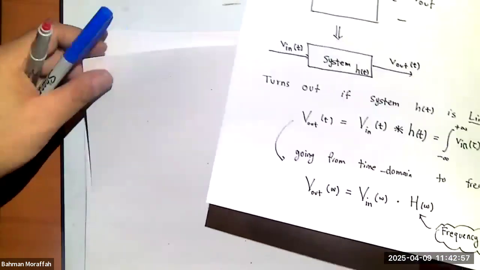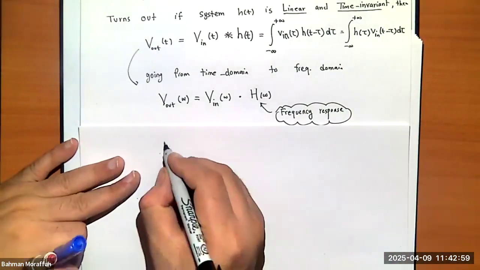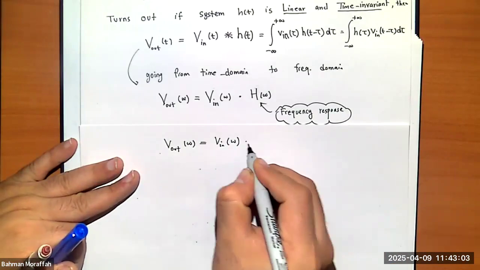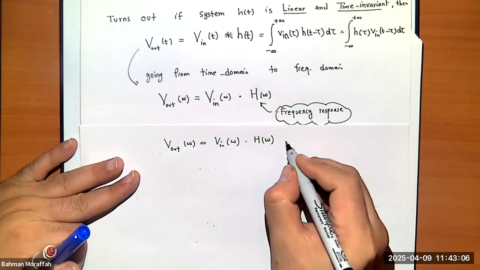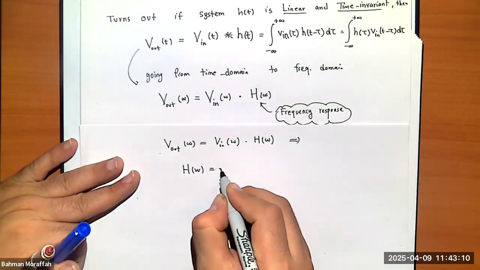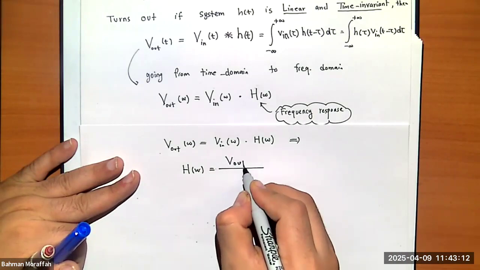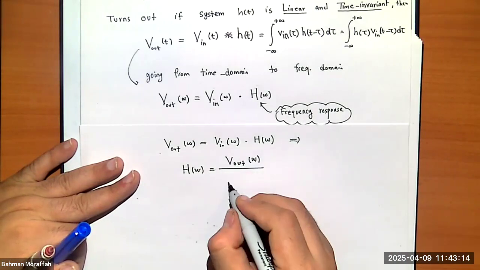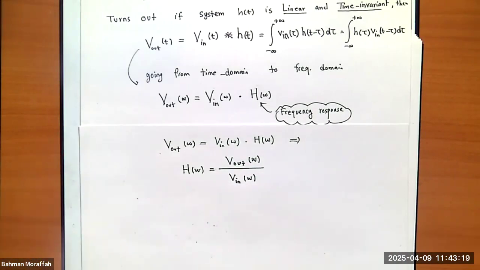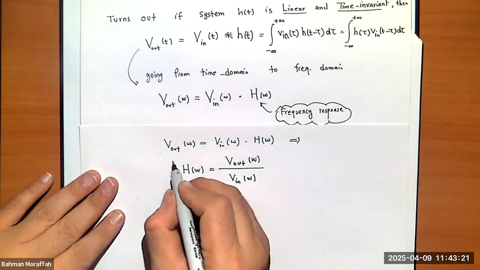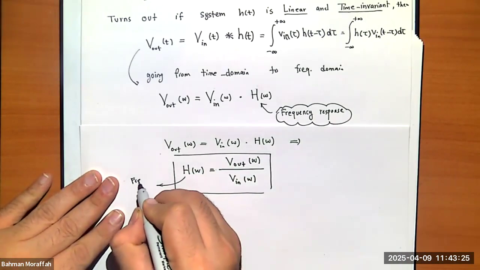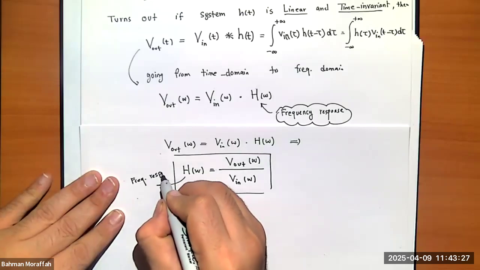Remember, I know V out is V in of omega times h of omega. Therefore, I can find h of omega as the ratio of output to the input, obviously in the frequency domain, right? So this is frequency response.